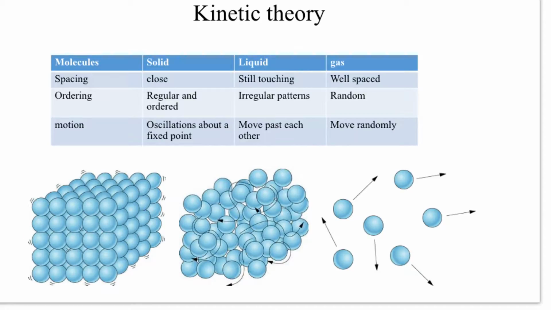In a liquid, the molecules are still touching, though they still have some gaps. The ordering is irregular, with no real correlation, and in terms of motion, they move past each other. In a gas, the spacing is wide. The ordering is random, going in all different directions, and the motion is random also.